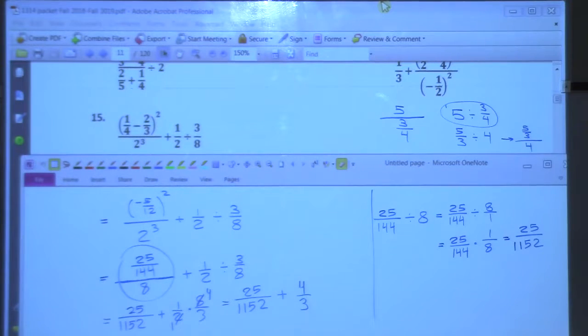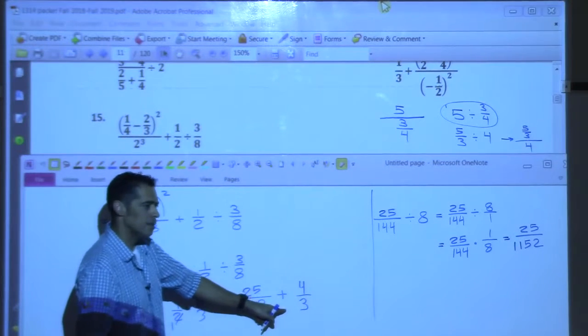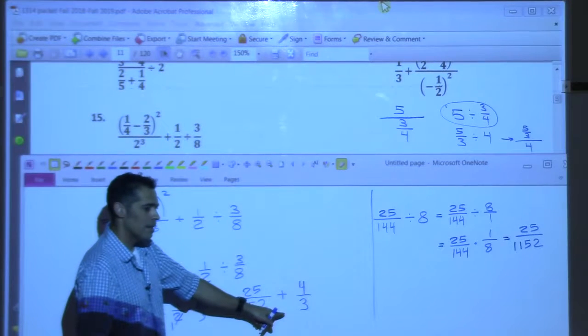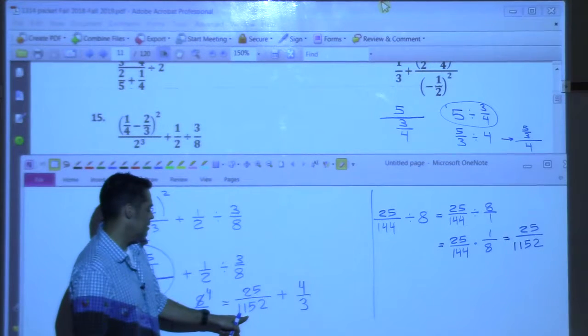So did anyone do this one? Yeah? Did you have a common? Did you do the shortcut, or did you get a common? I got a common. You got a common? Is it this? Yeah. Does it go in there? Yeah, it goes in there.